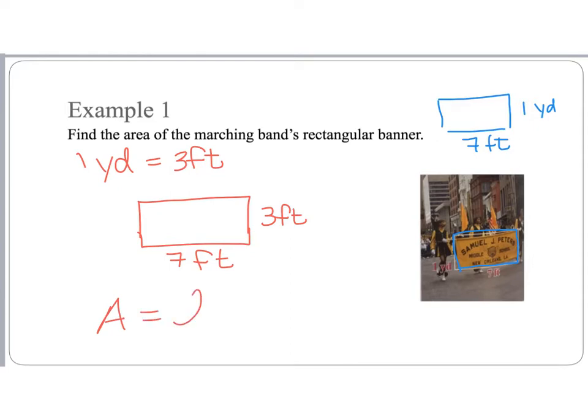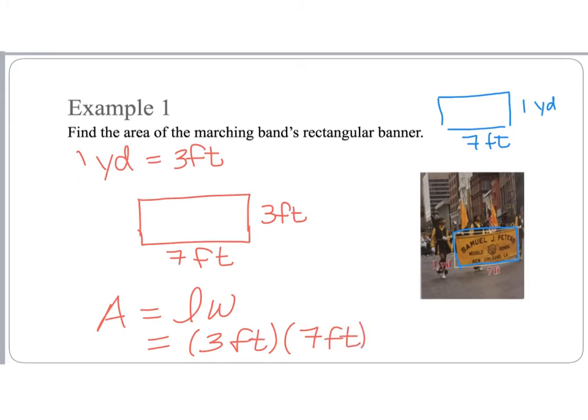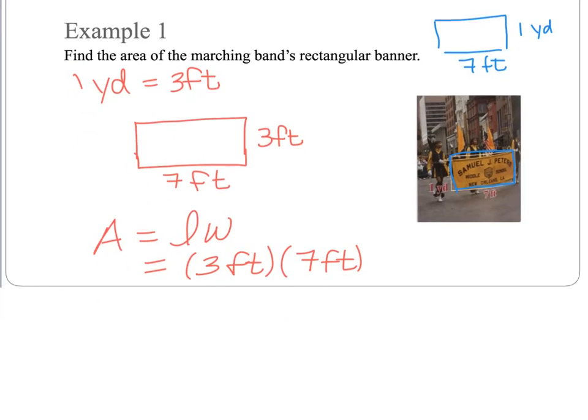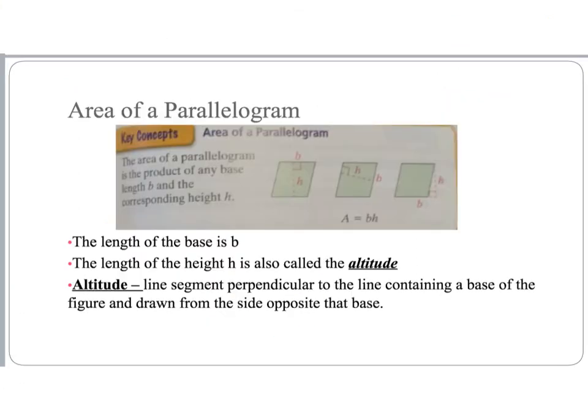Remember, area equals length times width. So I'm going to plug in my length of 3 feet. And I'm going to multiply it by my width of 7 feet. And when I do this, this is going to give me an area of 21 feet squared. And this right here is my final answer.